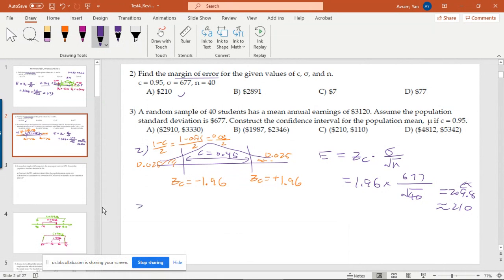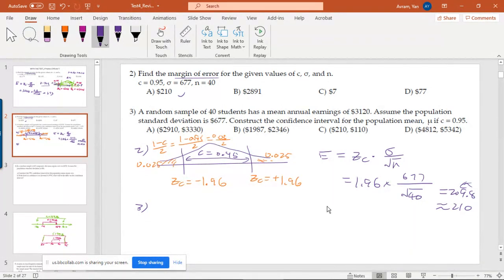Any questions? All right, okay. So number 3: a random sample of 40 students has a mean annual earning of $3,120. Assume the population standard deviation is 677. Construct a confidence interval for this population mean if C is 0.95. So what is the confidence interval for the population mean?